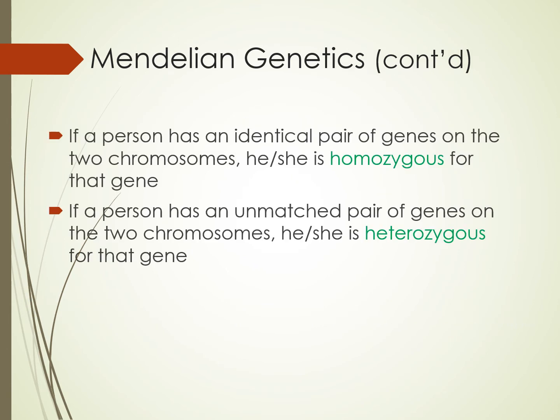So we're going to get back to this idea of Mendelian genetics and back to those pairs of chromosomes. If a person has an identical pair of genes on the two chromosomes, that is being homozygous for that gene. If a person has an unmatched pair of genes on the two chromosomes, he or she is heterozygous for that gene. And again, as I said with the previous slide with the picture, these are alleles, and our alleles can either be homozygous or heterozygous for a particular gene.